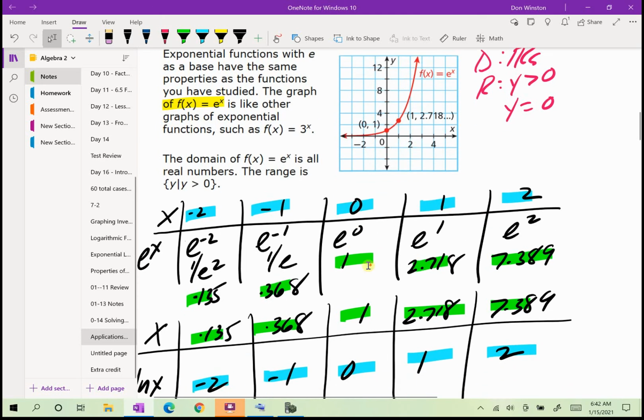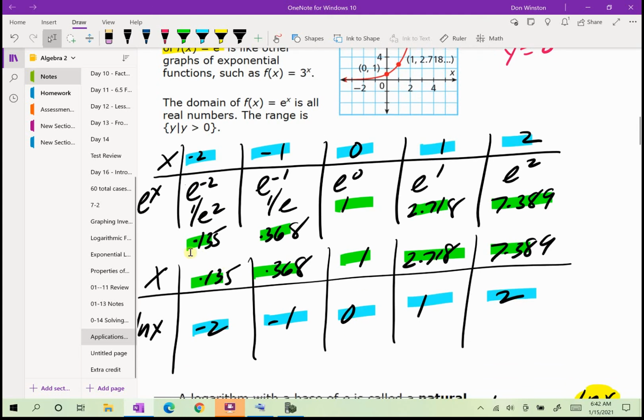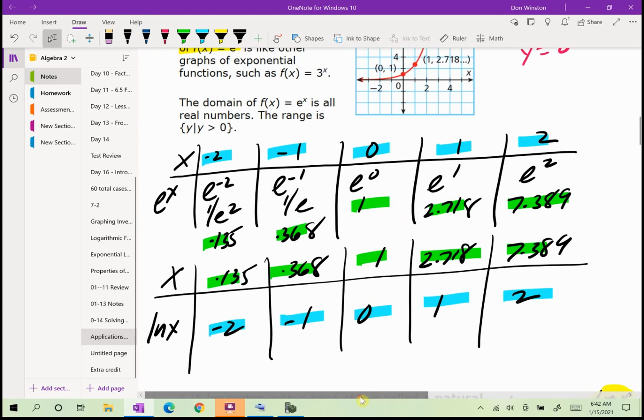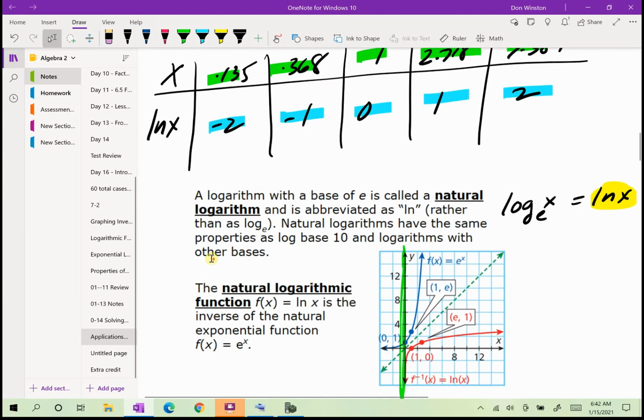But like before, e has an inverse. And to graph the inverse, we just switch the x and y's as before. So now my y's became my x's, and my x's became my y's. But the inverse function for e raised to the x is the natural log of x. So let's look at that.